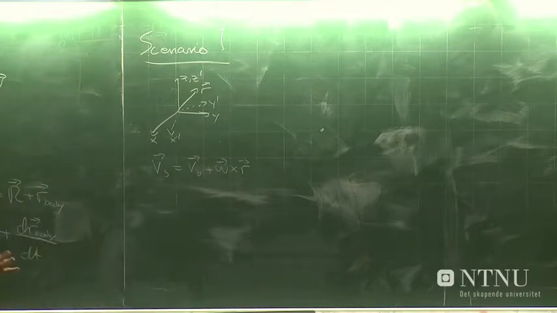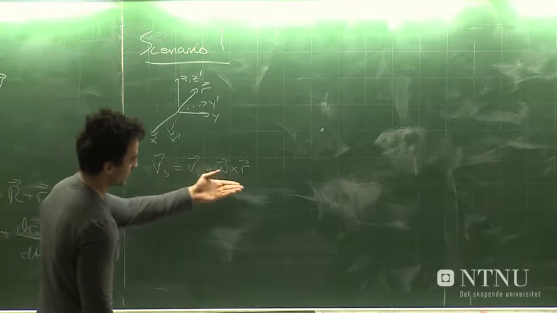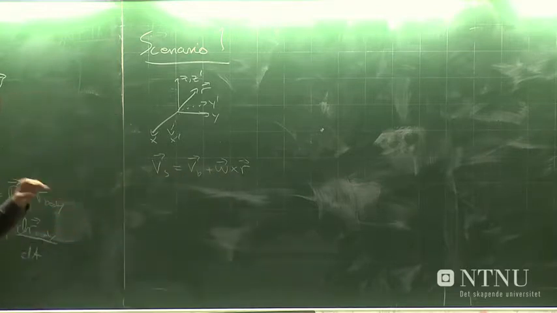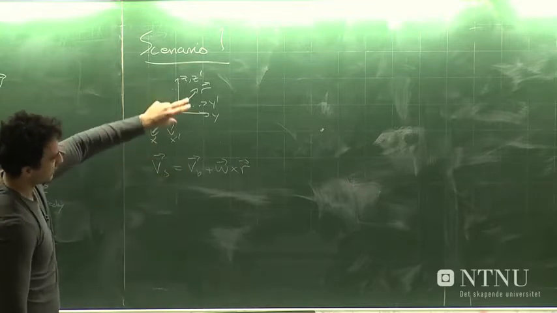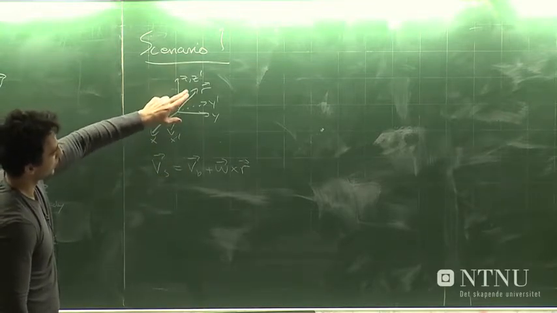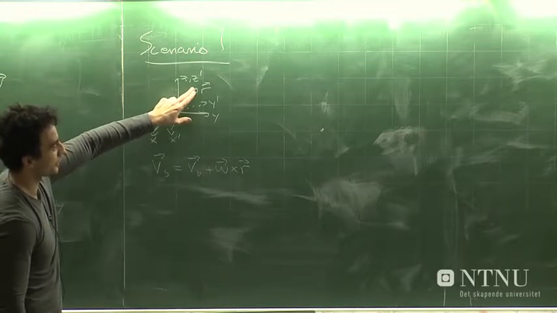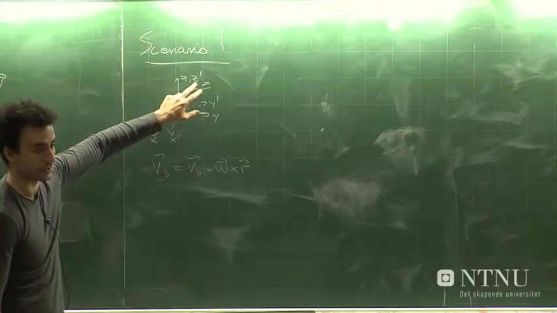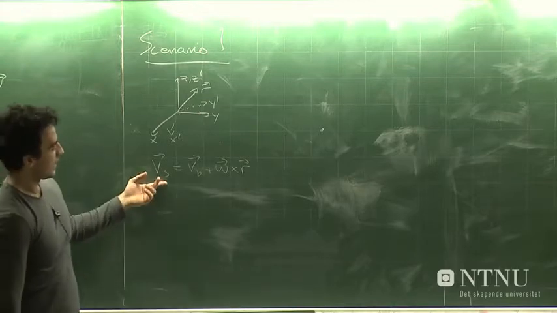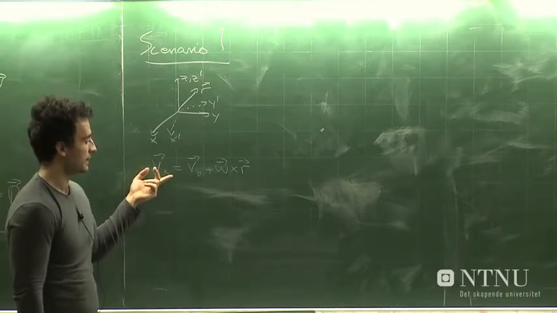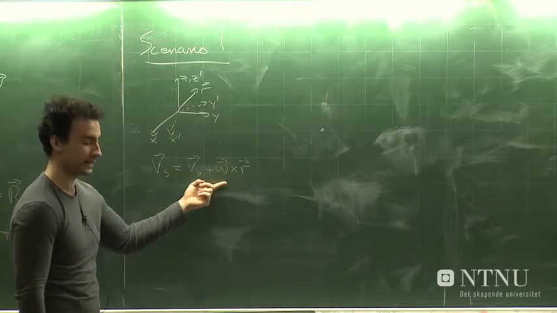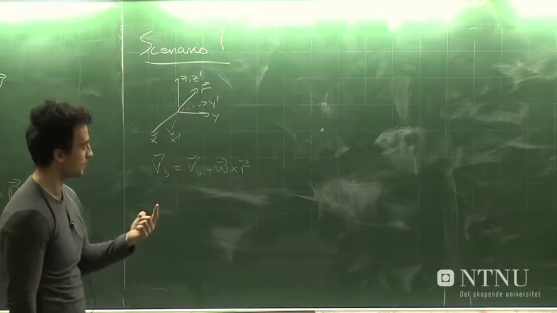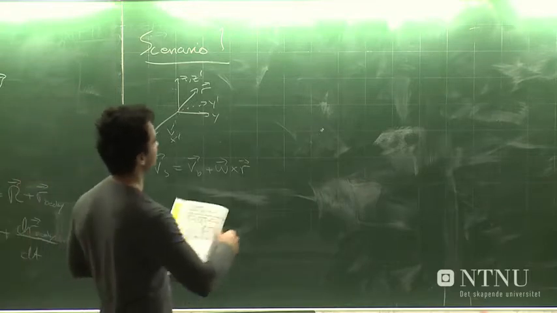So in scenario 1, where the two coordinate systems coincide with their origo, we saw that we had this equation. What this means is that the velocity of this radial vector, or the velocity of this object which is situated at the position r, as seen in the fixed system, is equal to the velocity of the same object as seen from the body system plus this extra term due to the rotation. Okay, that's the first case.